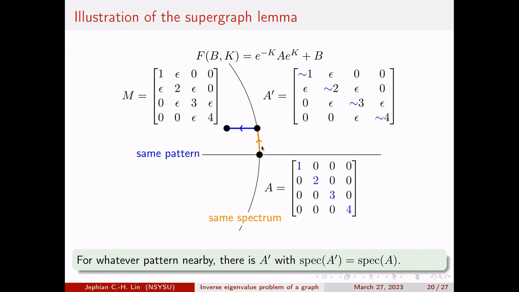And if I stop at the intermediate one, then this one has the same pattern as M. And that's nice because M has the right pattern. And it has the same spectrum as A. And that's also nice because A has the correct spectrum. So now I found a matrix A prime, which is in between, such that the pattern and the spectrum are both correct. So that's basically the idea of the supergraph lemma and how to construct a matrix in this way. And so that's the power of using the inverse function theorem.